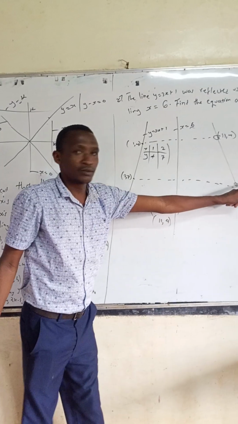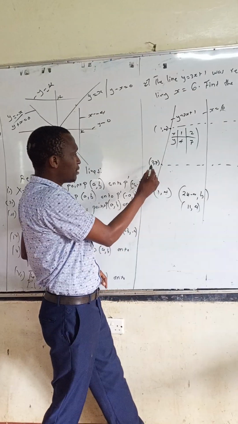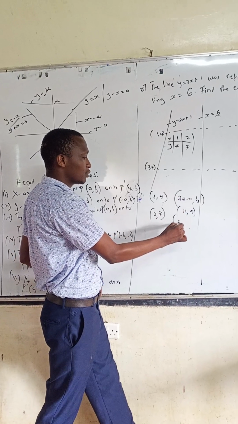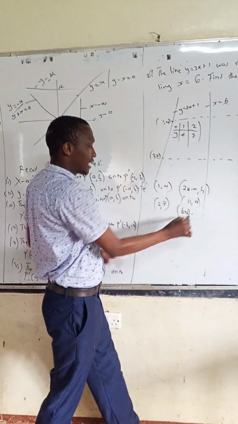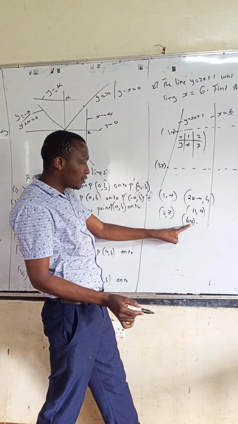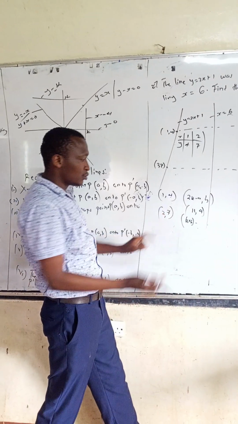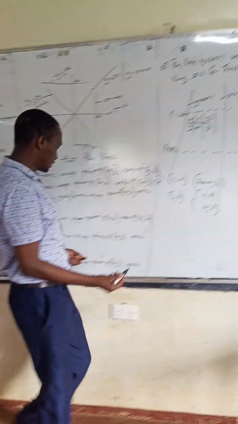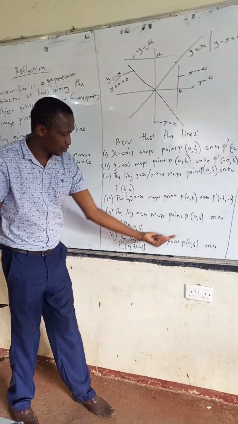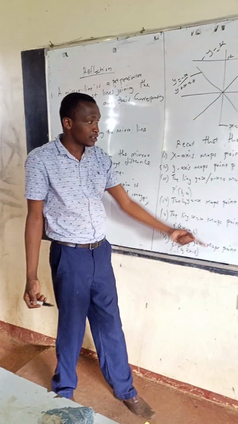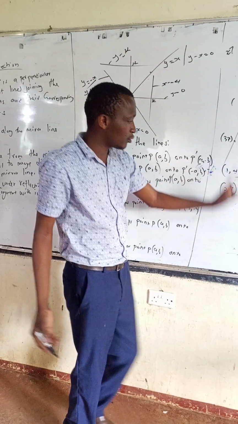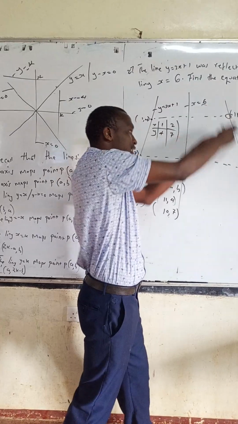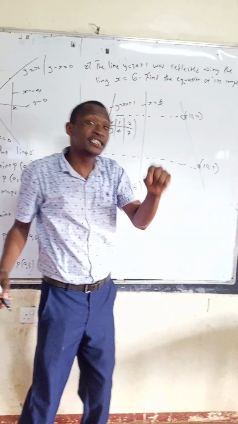You want to also know the coordinates of this image. If a, b is 2, 7, the image will be 2k, which is 2 times 6, minus a. So it will be 12 minus 2, which is 10, and then b, 7. We are using the same concept given here, 2k minus a, b. So the coordinates of the image of this one will be 10, 7.